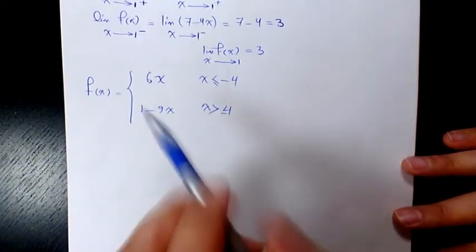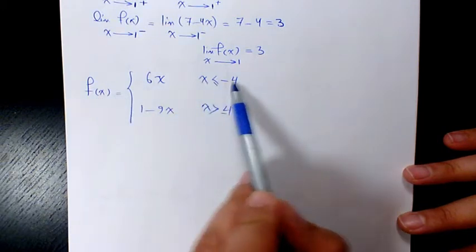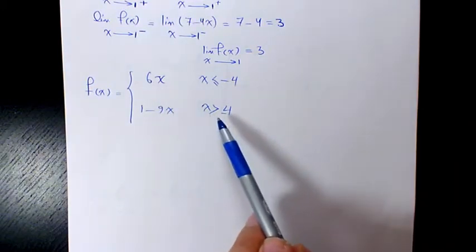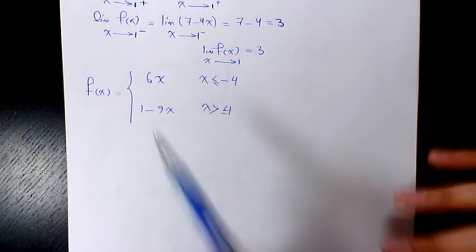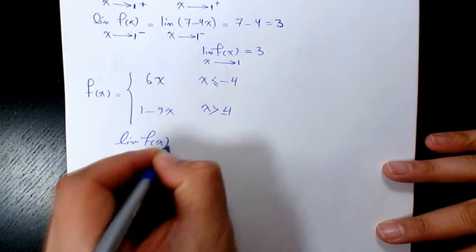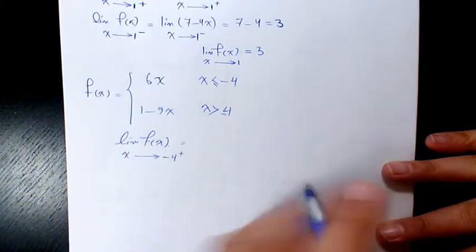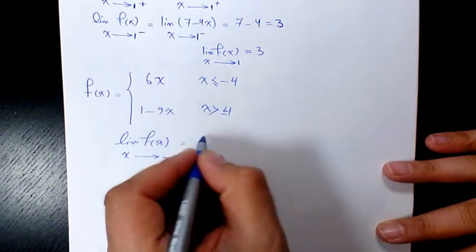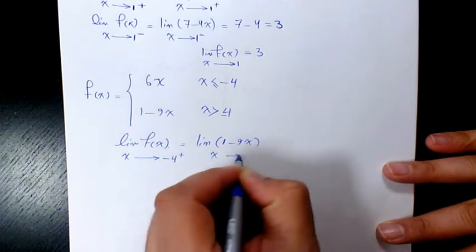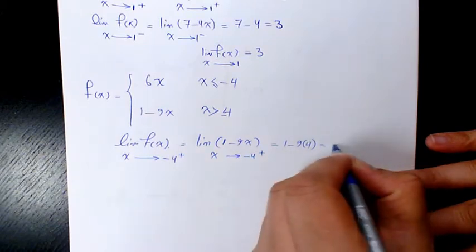Next one, it says if the function f for x equal or less than negative 4 is equal to 6x, for x greater than negative 4 is going to be 1 minus 9x. If you want to find out if it's continuous and we have the limit, you need to go negative 4 plus. It means that from right hand side of negative 4 we need to use this one, which is going to be limit of, that's going to be 1 minus 9 times 4, which is going to be negative 35.